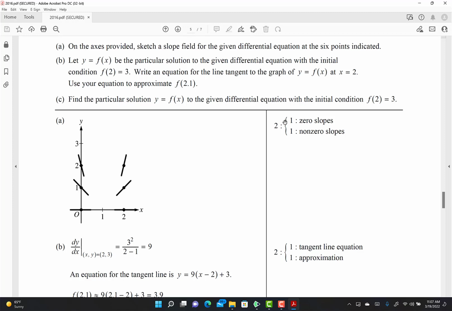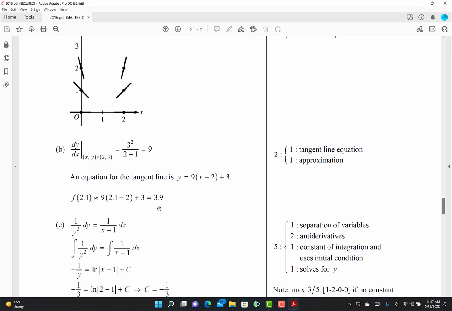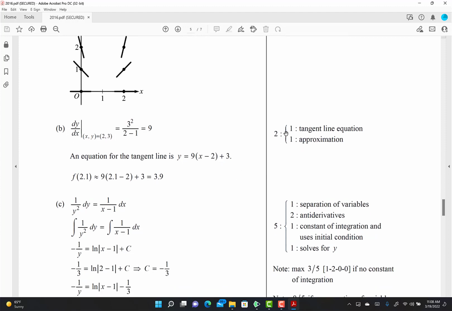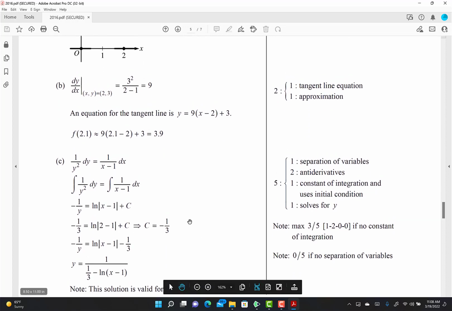Did we get that? 2 points. Letter A. Letter B. Did we get tangent line approximation of 3.9? Yes. Yeah. Check it out. The equation for the tangent line is right there. Another 2 points. Letter C. Oh, look. They wrote our solution. Yay. I'm glad they did.